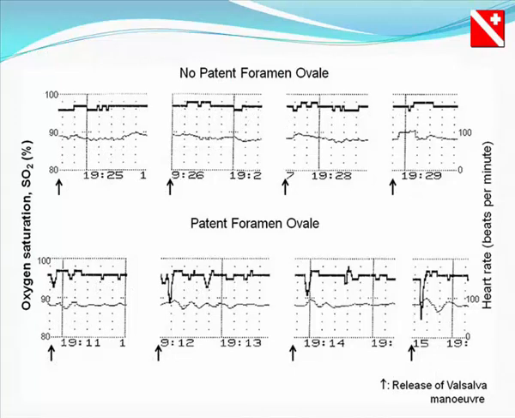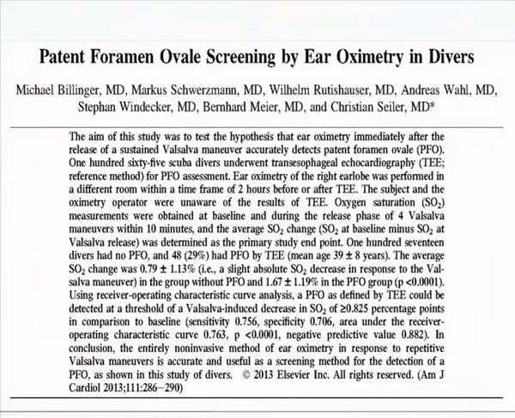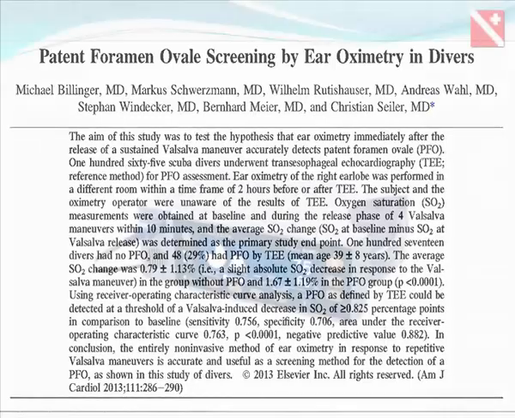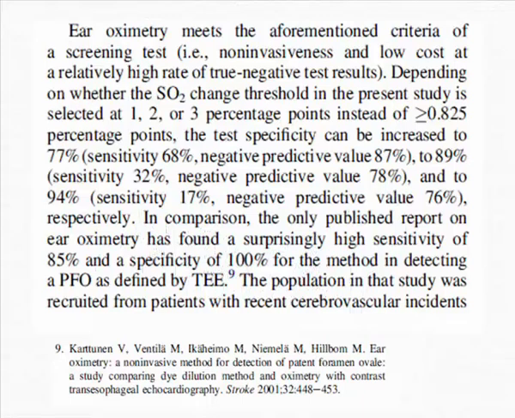This was the group with no PFO, and essentially what you saw is no major change in saturation when the Valsalva was released. For those with patent foramen ovale, there was a very obvious dip. And this is published in the American Journal of Cardiology, so we're talking about a serious journal, a very, very good study. That's what the device looks like. It's got a printout facility, which is probably the most important feature. And this was the summary in the discussion.